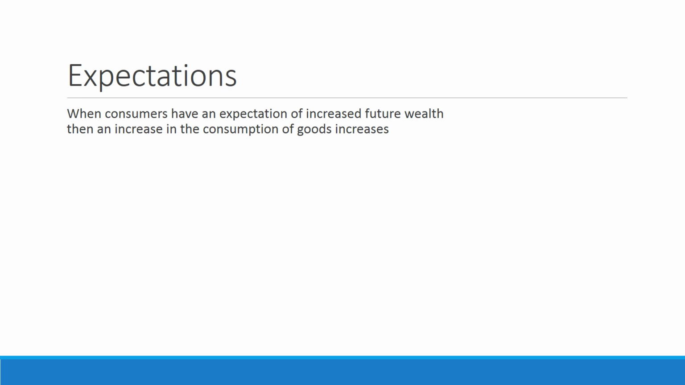So the first of these is expectations. So when consumers have an expectation of increased future wealth, then consumption of goods increases. I'll give you a good example. If you were about to graduate from college and you had been offered a job making $100,000 a year, you would start planning out things you wanted to buy. Same principle. If you expect an increase in your wealth, then you will begin to increase the consumption of goods and services, creating an increase in the demand, aggregate demand. AD curve shifts to the right.